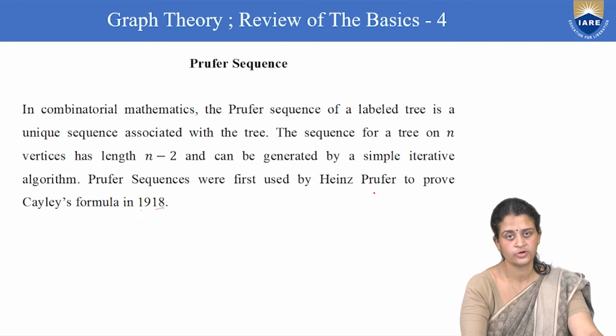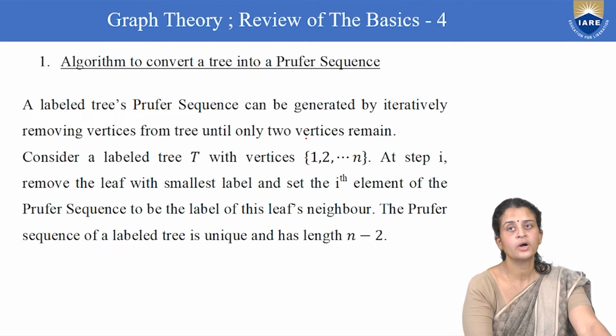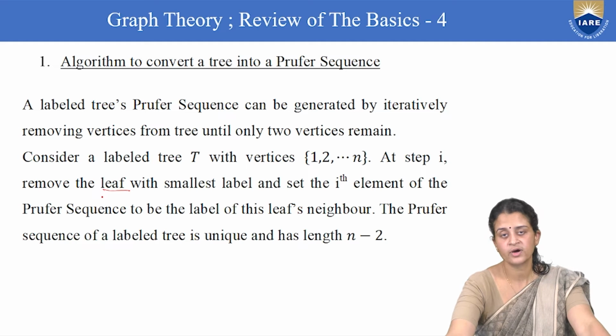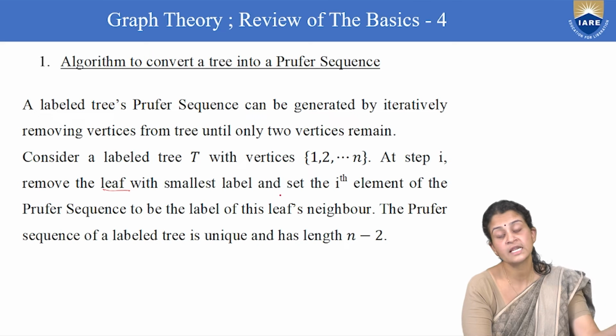We will see how this sequence works. Algorithm to convert a tree into a Prüfer sequence. First, the labeled Prüfer sequence is generated iteratively by removing the vertices of a tree until 2 vertices remain. Consider a labeled tree with vertices 1, 2, 3, and so on up to n. At step i, remove the leaf with the smallest label. What is a leaf? A vertex with degree 1 is termed a leaf or pendant vertex in a tree. At step i, remove the leaf with the smallest label and set the ith element of the Prüfer sequence to be the label of its neighbor.